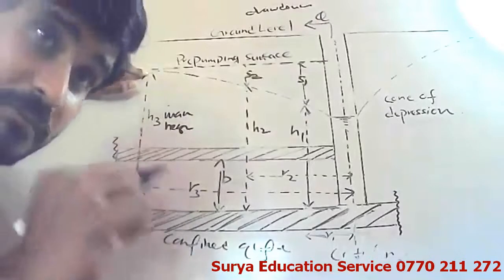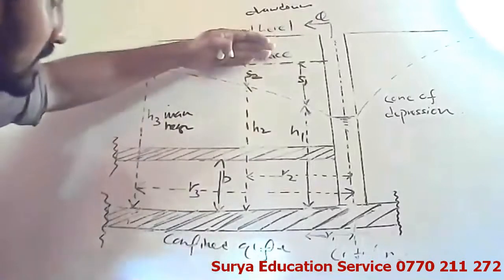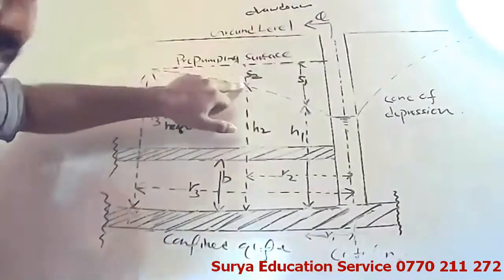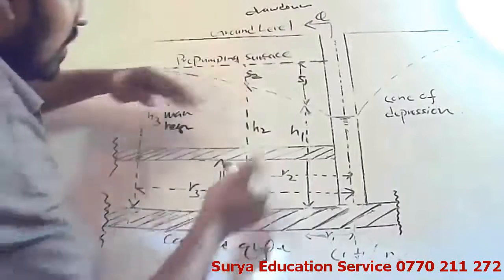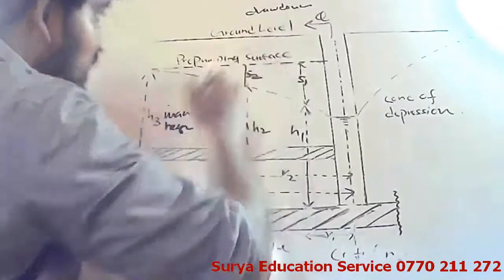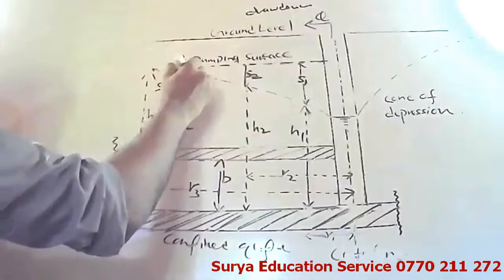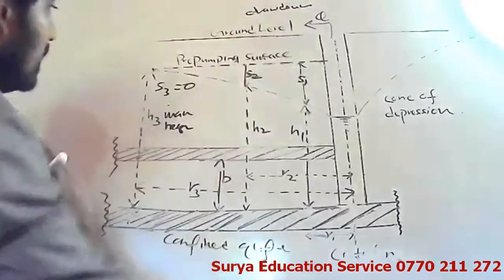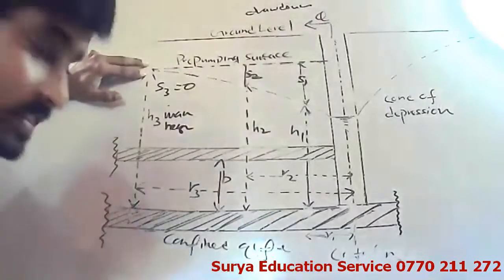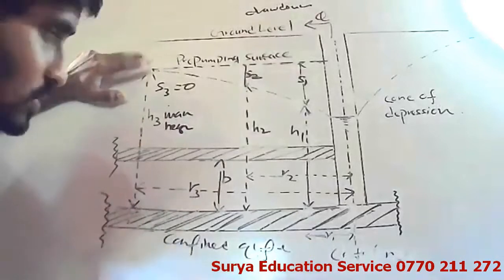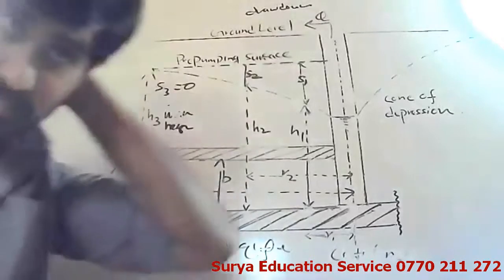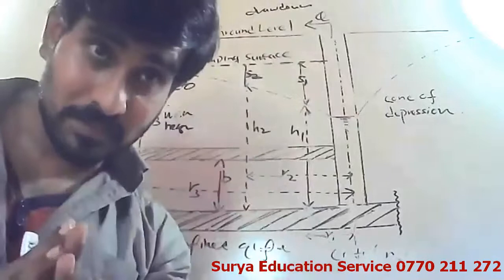At H3, you can observe there is no vertical difference between the pre-pumping surface and the curve; there is no length for this vertical. Why? Because this S3 is 0. If you define this drawdown as S3, you can see it has no value. So S3 equals 0. I think now you can understand that simple basics.